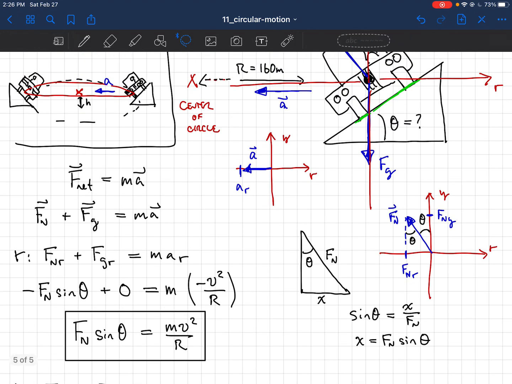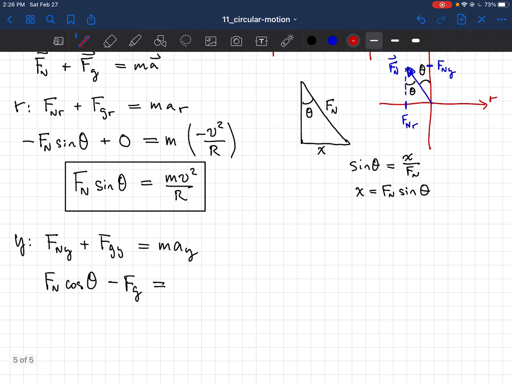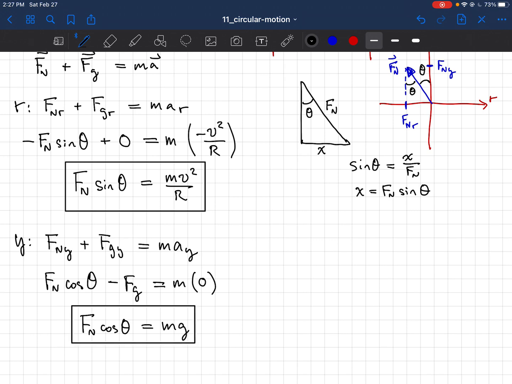And Ay, well, we saw it already. We drew this picture here, and we see that it only points along the r-axis. I don't know why my y looks so weird there, but it has a 0 y component. So may just becomes m times 0, which is 0. So this equation becomes Fn cosine theta is equal to mg, using our equation for Fg. There we go. Now I think we're ready to solve.